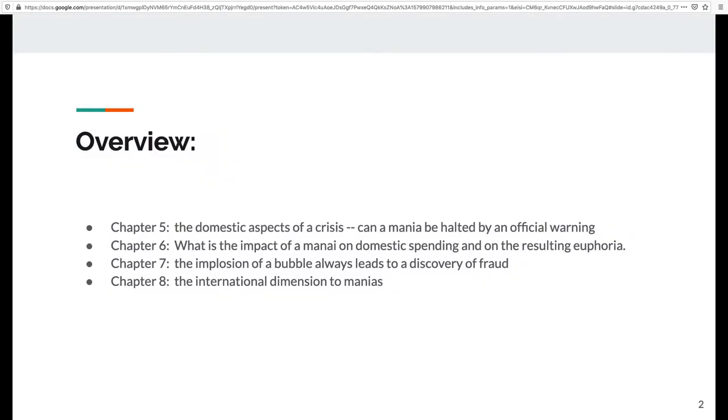In chapter 5, we're trying to look at what are the trends domestically when a crisis develops, and is it possible to stop a mania if you identify that it's there by giving some sort of official warning? Then in chapter 6, we look at what happens to domestic spending and overall consumer sentiment when that mania is present. Then we look in chapter 7 at fraud and swindlers and mustache-twirling kind of guys. And then we conclude with chapter 8, where we're looking at the international dimensions of a mania.